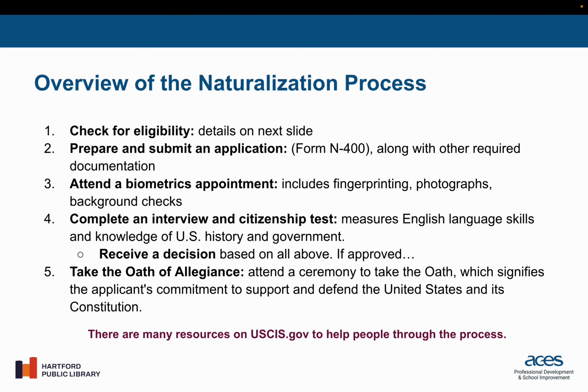Here is an overview of the naturalization process. While the USCIS website describes the process in 10 detailed steps, we've condensed the process into 5 key points for you to consider as you gain an introductory understanding of the naturalization process. The first step is for an individual to check their eligibility for naturalization. We will cover this step in more detail on the next slide.